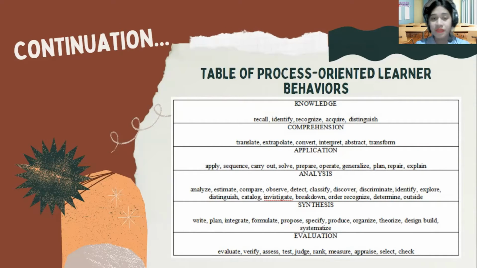And for the fifth table, synthesis: write, plan, integrate, formulate, propose, specify, produce, organize, theorize, design, build, and systematize. And the last table is evaluation. It consists of evaluate, of course, verify, assess, test, judge, rank, measure, appraise, select, and check.